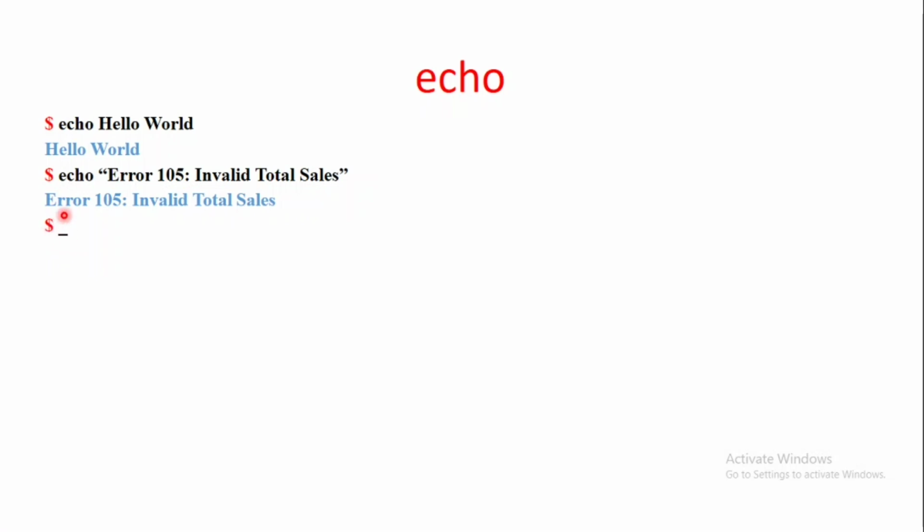Okay. So what happens is, once the message is displayed, the next command should be written on a new line, right? So automatically a new line is added at the end of each message. So the next command will start from there, right? Okay.